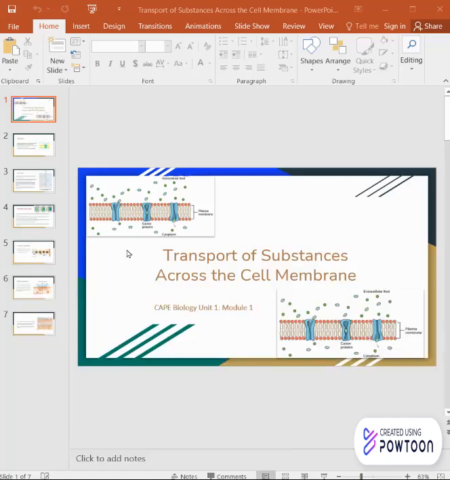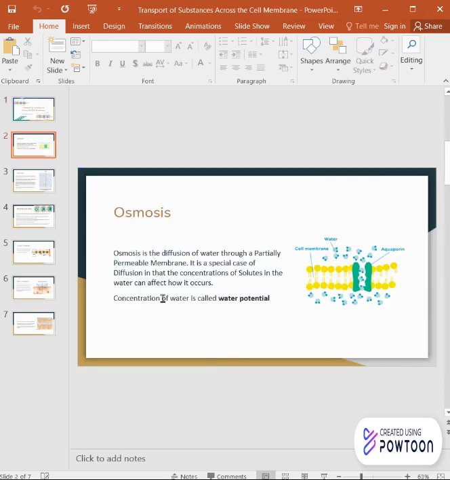Good morning, everyone. Today we are going to continue with the cell membrane and how substances move across your cell membrane. Today we are starting with osmosis. Osmosis is the diffusion of water molecules through a partially permeable membrane or selectively permeable membrane.